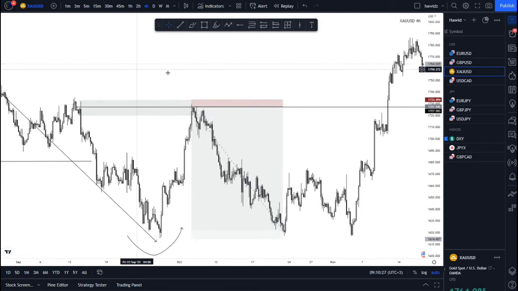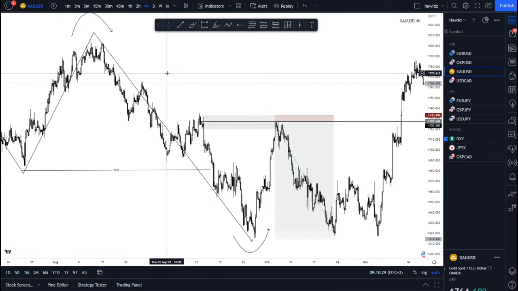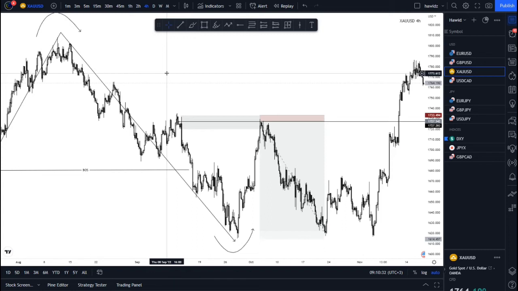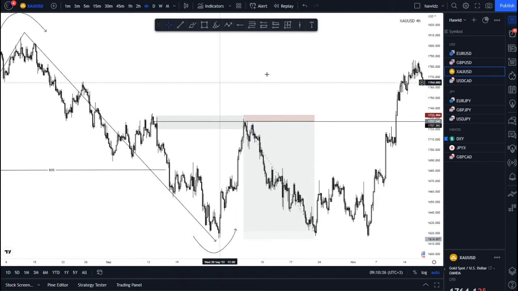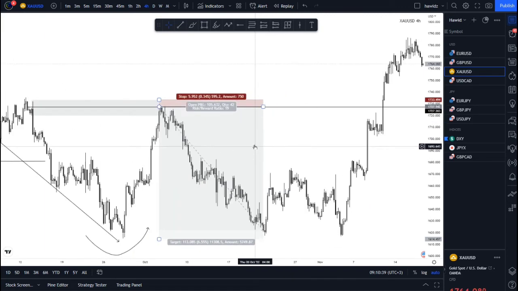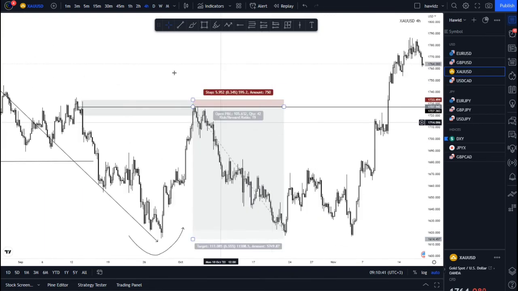So if you're pursuing a funded account of 100K, this could have been an easy $19,000, as good as they come, right? As good as they come.